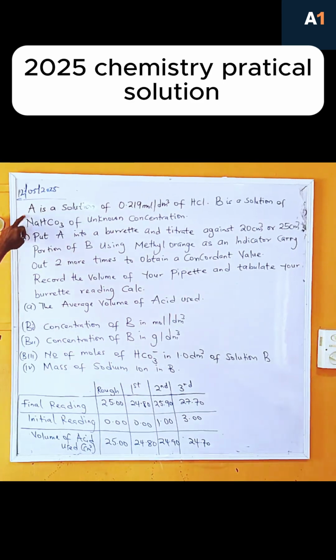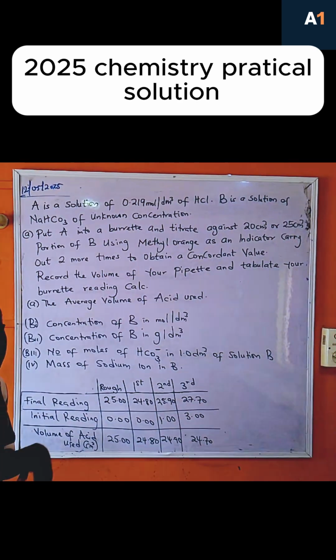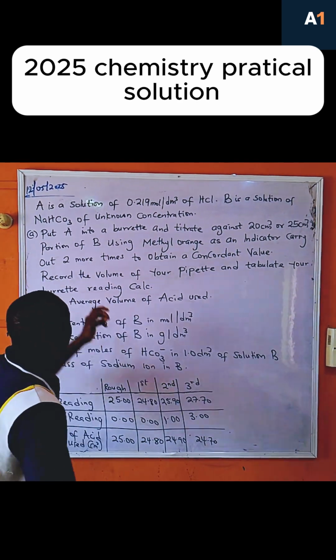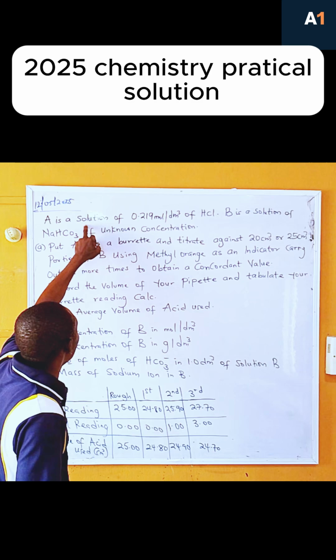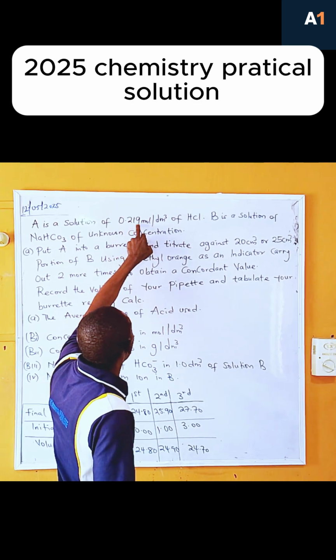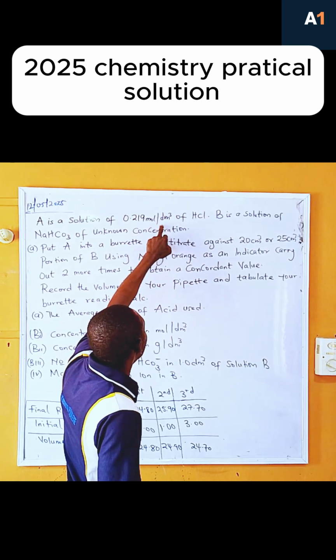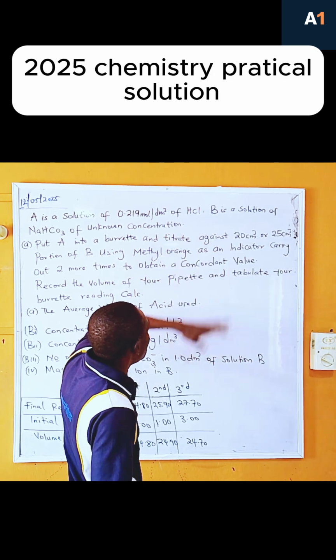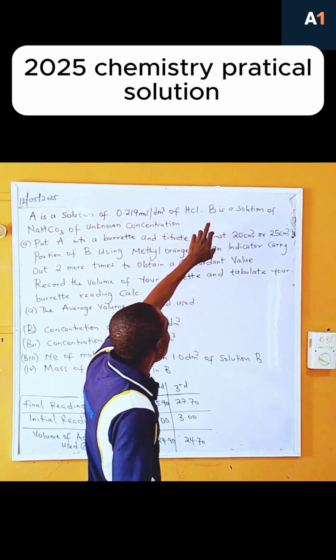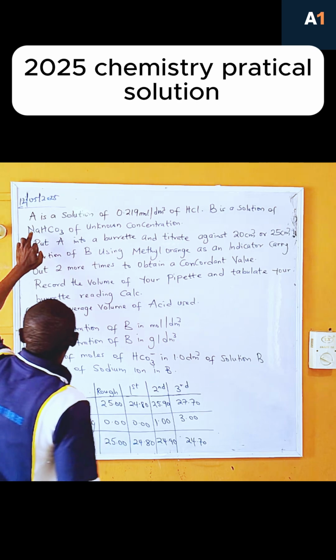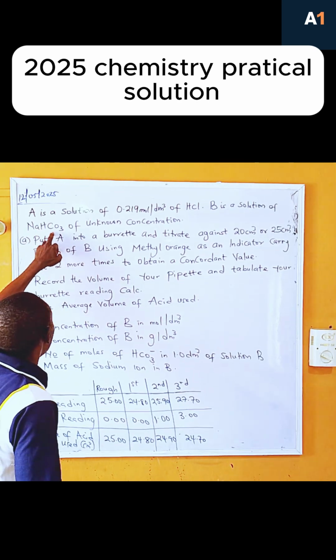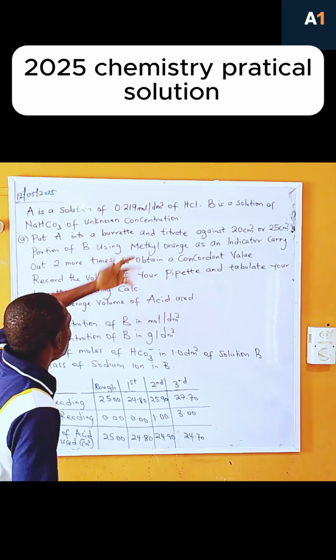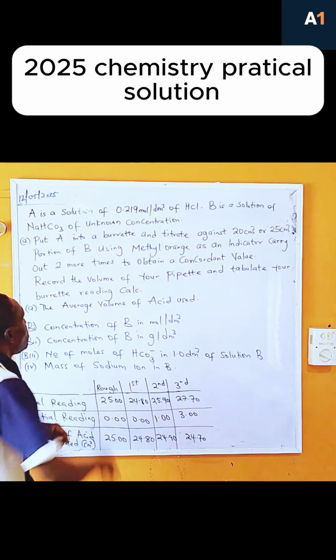We are given A. You all know that they normally represent A as acid and B as base. We are given A is a solution of 0.219 mole per decimeter cube of hydrochloric acid, which is HCl. Then B is a solution of sodium trioxocarbonate of unknown concentration. We don't know the concentration of this, but this one is known.